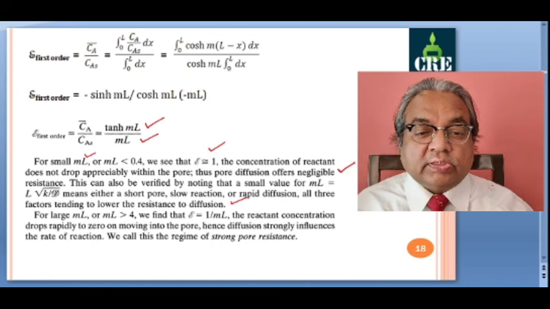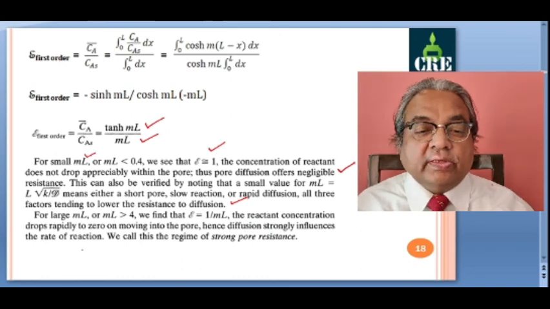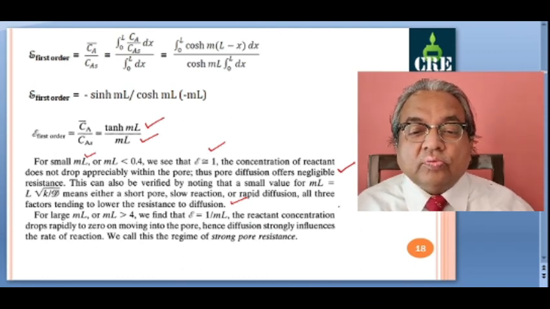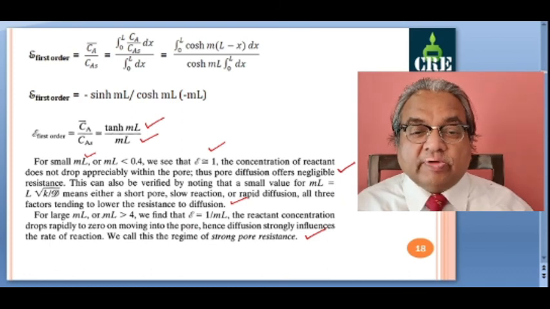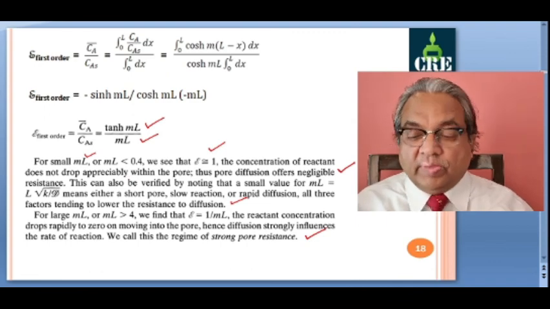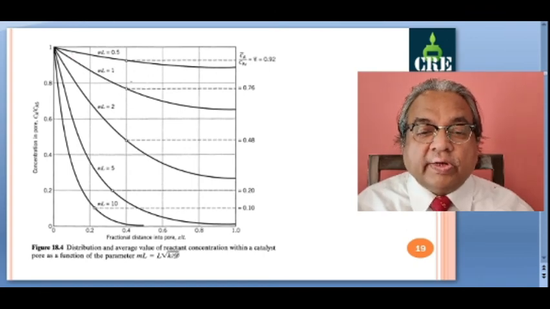The reactant concentration drops rapidly to 0 on moving into the pore, hence the diffusion strongly influences the rate. So we have strong pore diffusion. So you keep in mind, strong pore diffusion means large values of mL, and negligible pore diffusion, no pore diffusion, means small values of mL. This mL value is also called the Thiele modulus.